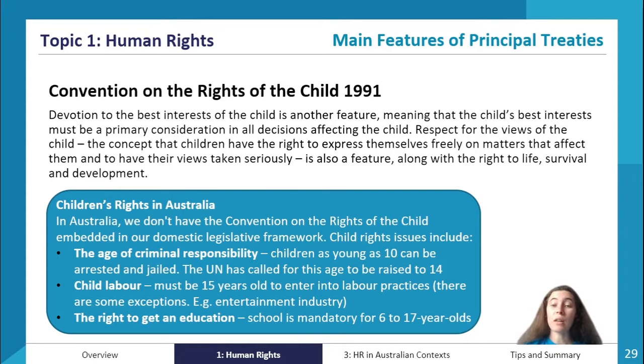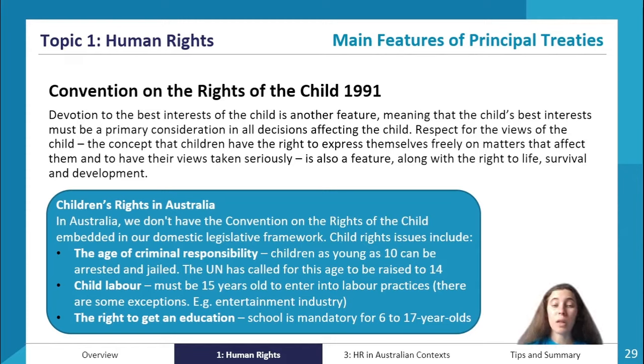So children as young as 10 can be arrested and jailed, and the UN has called for this age to be raised to 14. So when we aren't embedding different legislation, that means that we don't need to follow the convention because we haven't ratified it yet. And in this case, that means that Australia is able to not follow what the UN believes is the right path to follow.